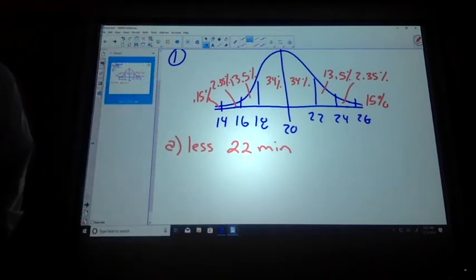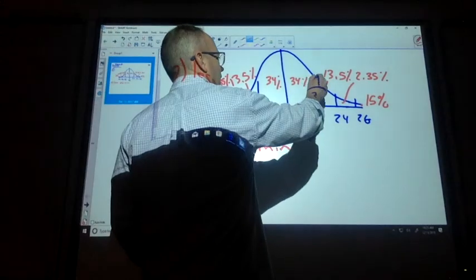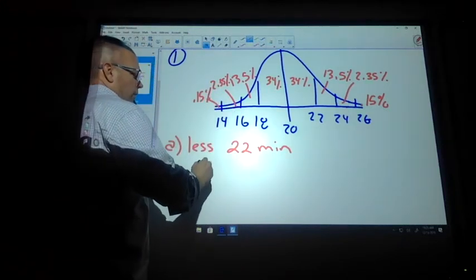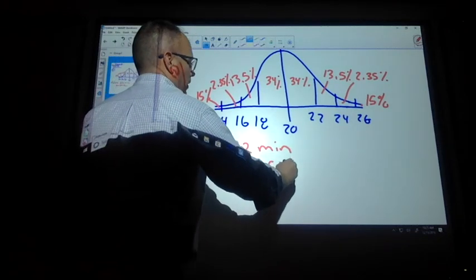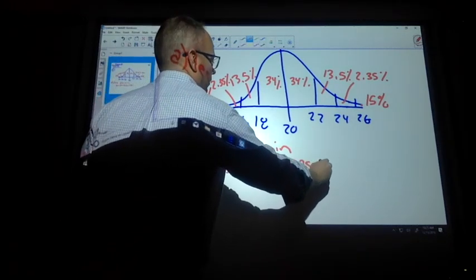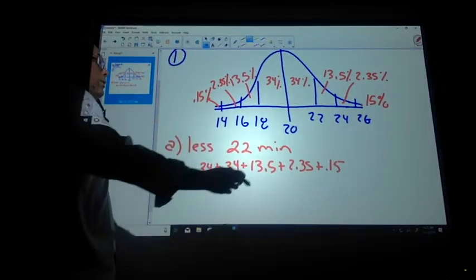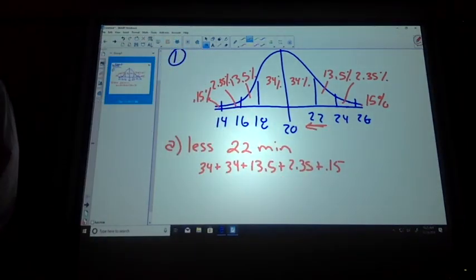All right. So question A, it says, how often do you arrive in less than 22 minutes? So you're talking about here. So you add 34 plus 34 plus 13.5 plus 2.35 plus 0.15. If you add all that up, this one's asking for all the area that way. Does that make sense? Do I have to add it up, or are you pretty sure you know how to do it?